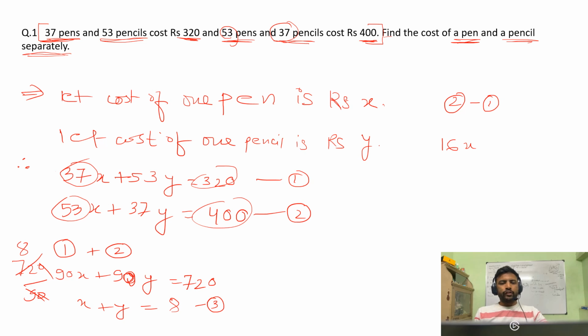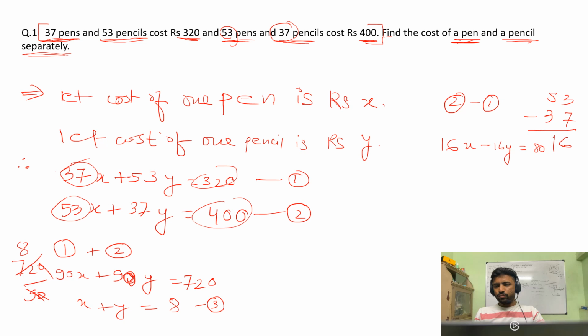All right, 53 minus 37. So 13 minus 7 is 6, 4 minus 3 is 1. So 16x. Then 37 minus 53 gives minus 16, so minus 16y. And it is equal to 320 minus 400. 2 minus 1, so minus 16y is equal to 320 minus 400, which is minus 80.